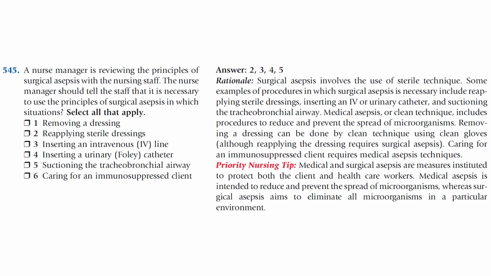Rationale: surgical asepsis involves the use of sterile technique. Some examples of procedures in which surgical asepsis is necessary include reapplying sterile dressings, inserting an IV or urinary catheter, and suctioning the tracheobronchial airway. Medical asepsis, or clean technique, includes procedures to reduce and prevent the spread of microorganisms. Removing a dressing can be done by clean technique using clean gloves, although reapplying the dressing requires surgical asepsis. Caring for an immunosuppressed client requires medical asepsis techniques.